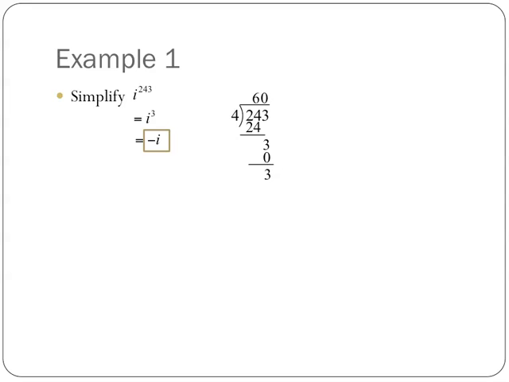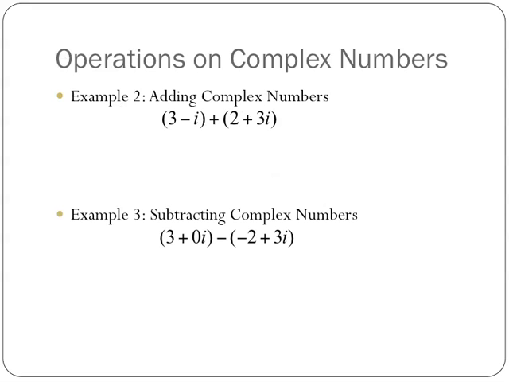Okay, we're going to take a look at some examples of complex numbers and doing operations on them. So example 2, if you add complex numbers, you want to add the real parts together and add the imaginary parts together. So here, we're going to add the 3 and the 2, so that's 5, and then we're going to add the -i and the positive 3i, and that's positive 2i. So this is equal to 5 plus 2i.